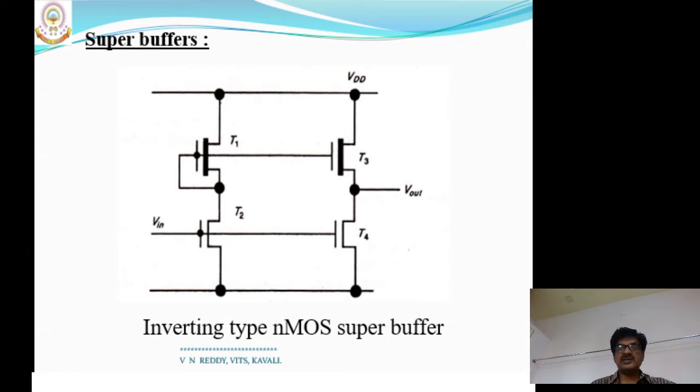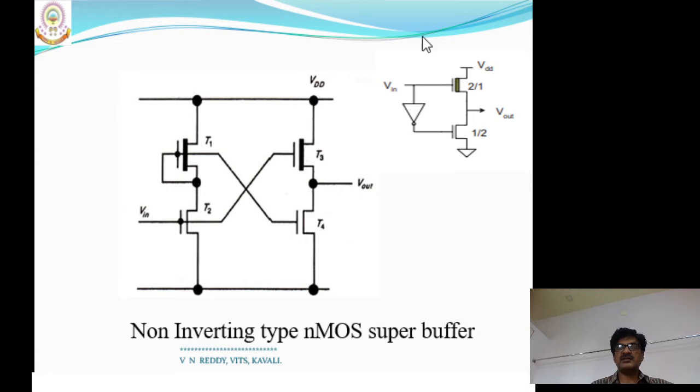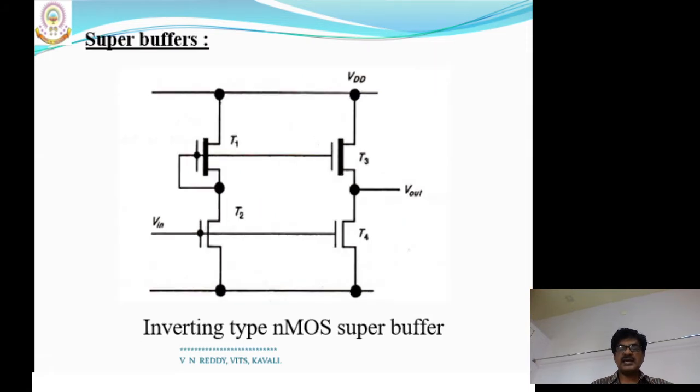So this is the inverting type super buffer. Inverting type means the output is always the complement of the input. In case of the non-inverting type, this is the diagram, and here the output is always the same as the input. Okay. So let us see the explanation with reference to the inverting type super buffer.